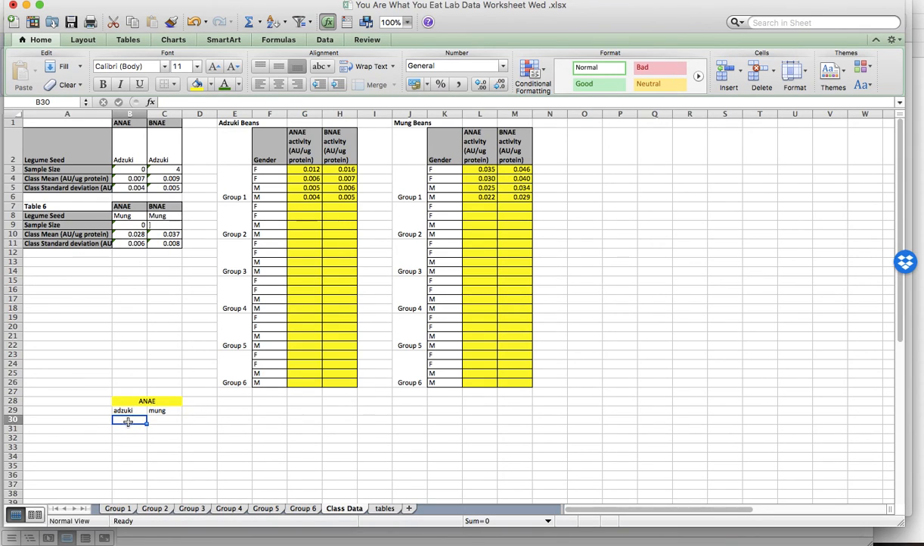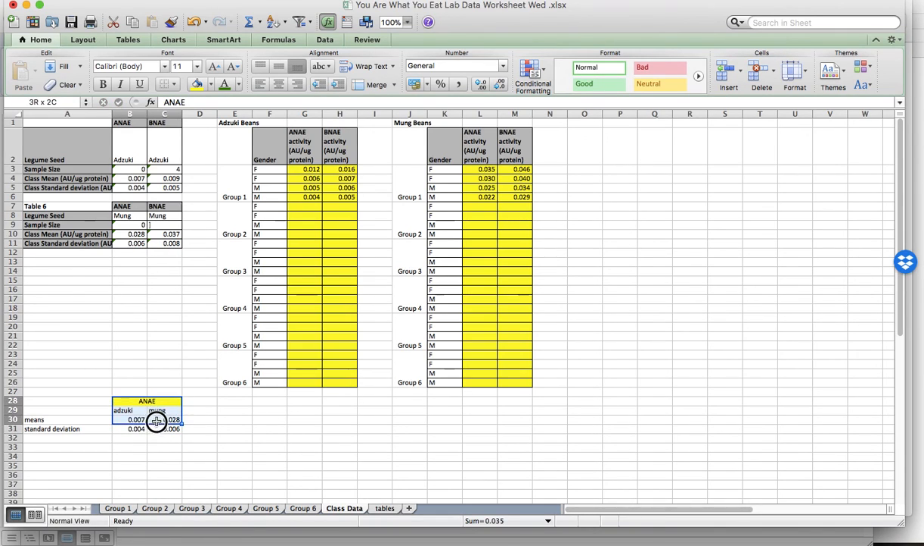And Azuki, Mung, so let's look at the means. So the mean for Azuki would be here. So it's 0.007. And then for the Mung would be here, 0.028. So these are the means, and then we want the standard deviation as well. So let's just write that. So the standard deviation is here, so it's 0.004, and for the Mung, it's 0.006.